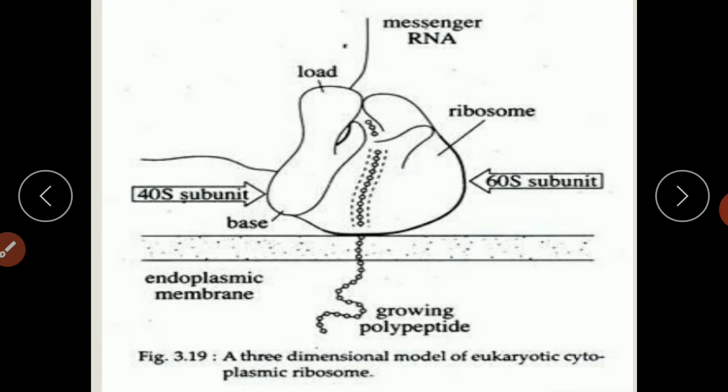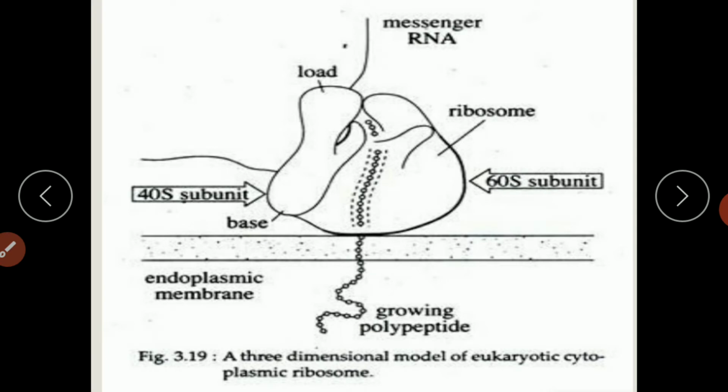This is how the translation process takes place. So this is our ribosome, the three-dimensional structure. Here is our RNA molecule, and this is the narrow cleft, which is used for the attachment of the amino acids for the synthesis of protein. This is the messenger RNA, situated inside this narrow cleft. This is the load. This is the 40S subunit. Okay, so this is the eukaryotic ribosome.